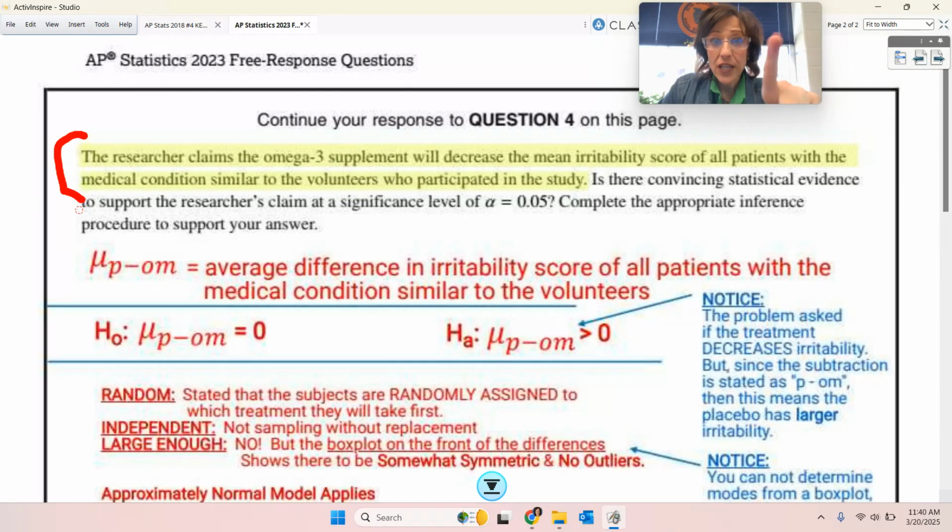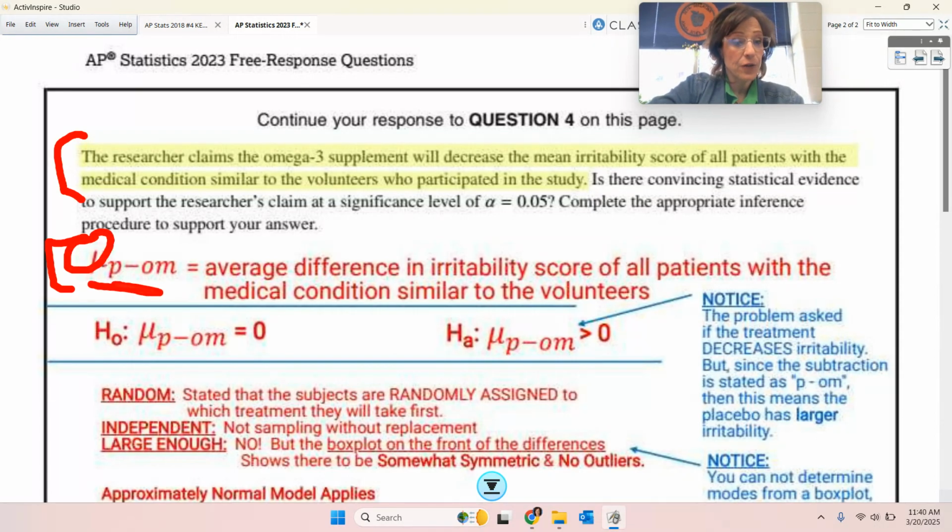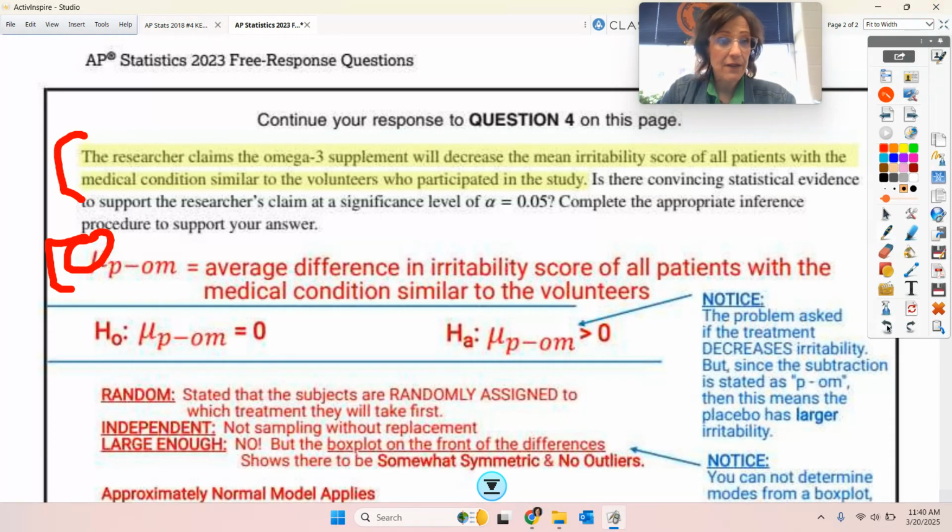Anyway, so first I recognize this as matched pairs because the subjects did both treatments. Okay, so then I want to do everything in terms of just one mean. So here I have the average difference in the irritability score of all patients with the medical condition similar to the volunteers. And you could say in the study or whatever, but that's probably just an okay assumption there.